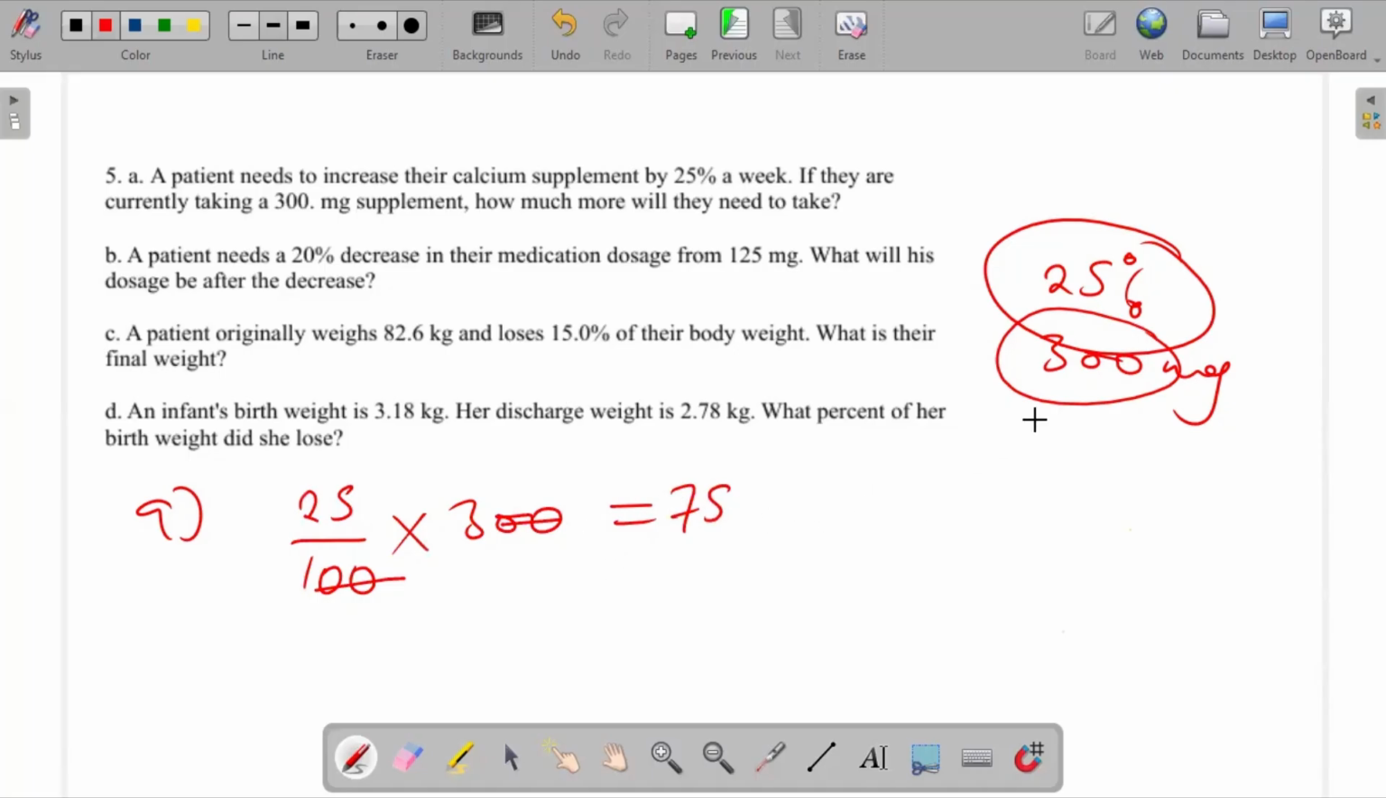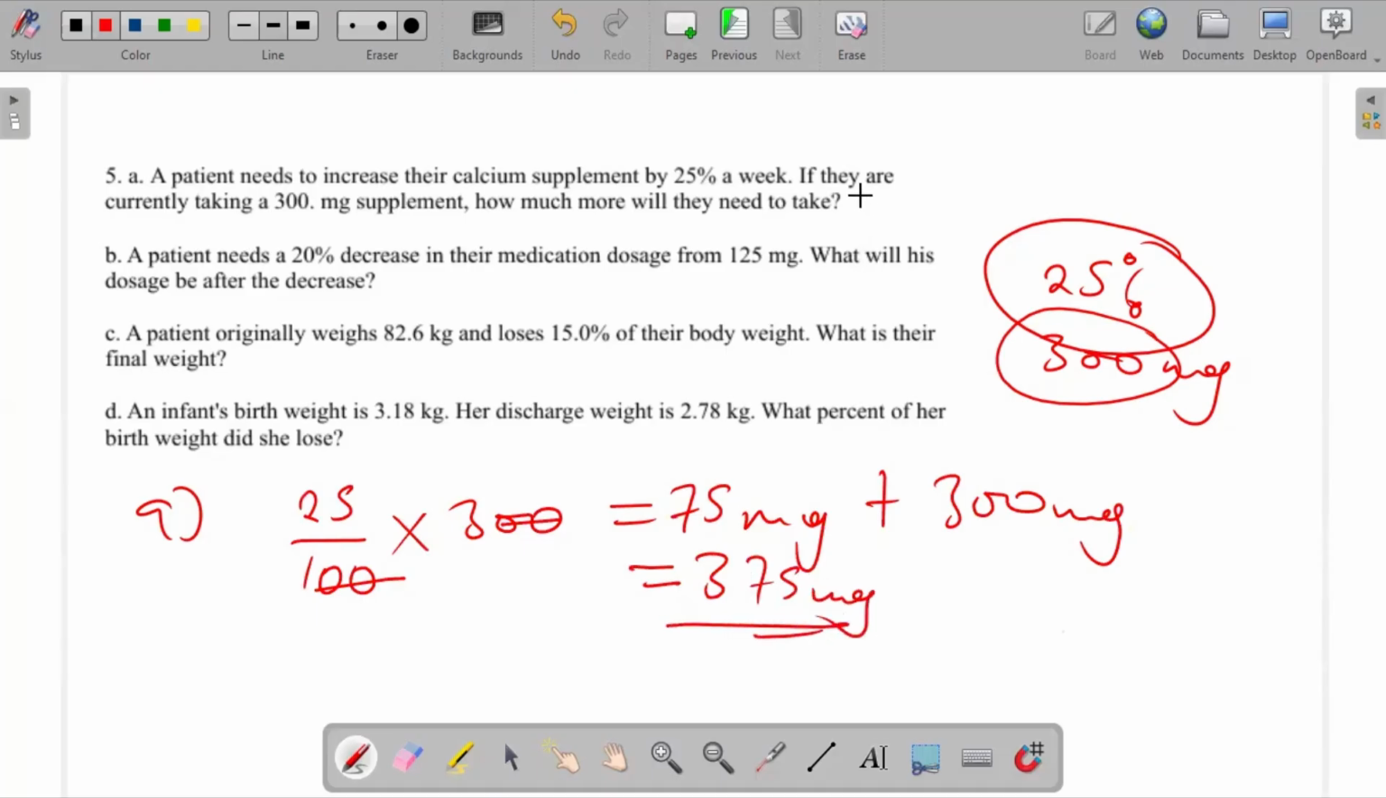Good. So what we are going to do, we say this 75 milligram, we add it to the 300 so that we know how much they will need to take for us to increase by 25%. So what will be the answer there? Should be 375 milligrams. Okay, so we are done really with the first question. Straightforward there, right? You should be able to answer such questions in a test or an exam.